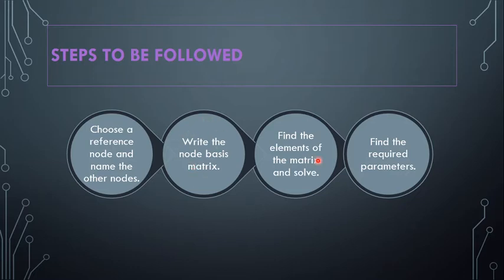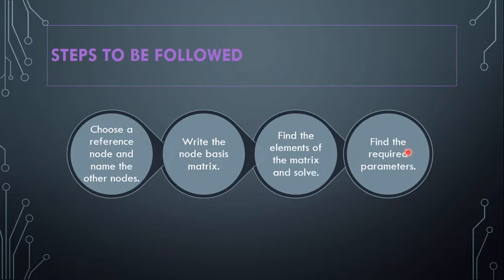After writing the node basis matrix, we find the elements of the matrix and solve the determinants to find the required parameters. So: determine the nodes and the reference node, write the node basis matrix, find the elements of the matrix, find the determinants, and solve using the same Cramer's rule we followed in the mesh analysis method to find the required parameters. These are the steps we are going to follow in the nodal analysis method.